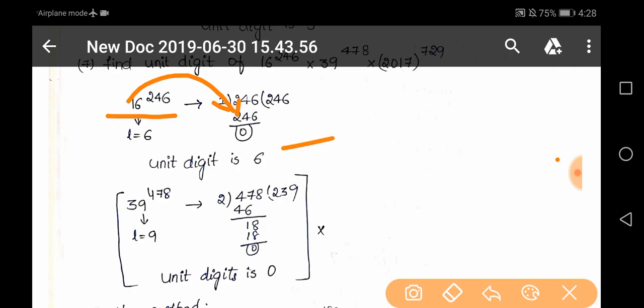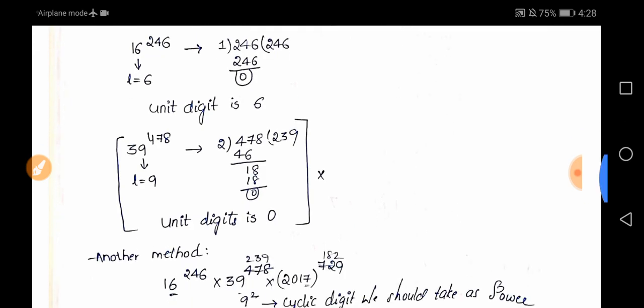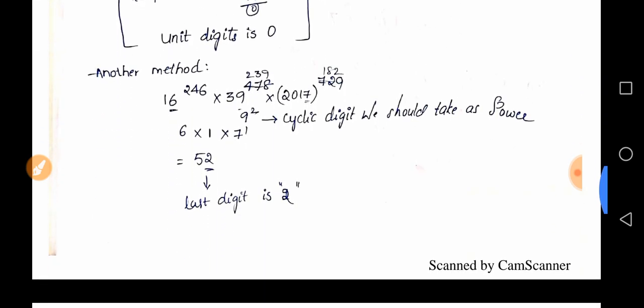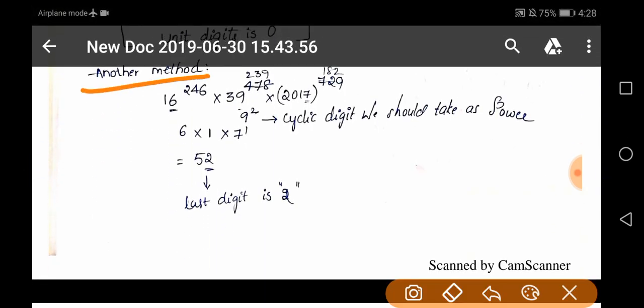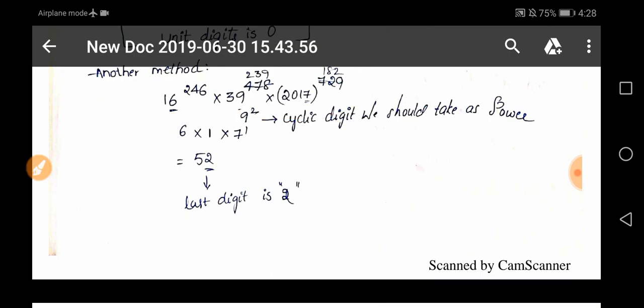So we got a 0. Then the unit digit is 6. And by solving this, it takes time. So we have another method. See, this is the question.